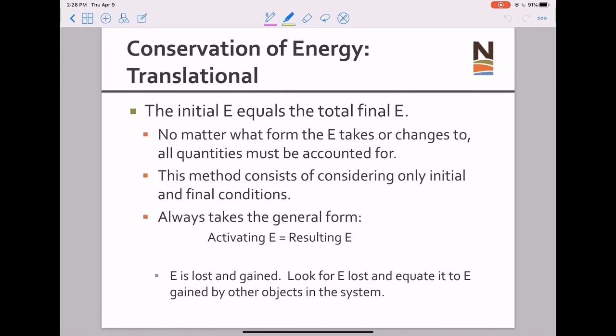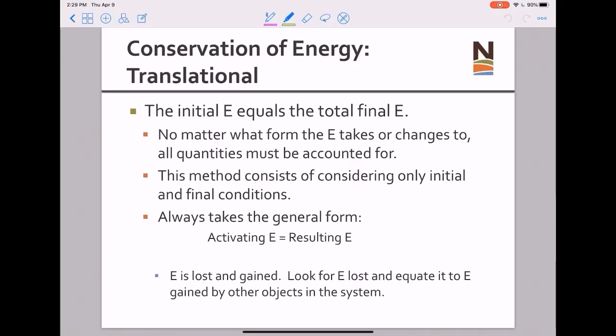This is the slide that I always want you to go back to, to help reinforce what I'm going to be talking about in these practice problems for this chapter. What we want to do is take the initial energy and set it equal to the total final energy. So what it really means is we have an initial state and we have a final state.